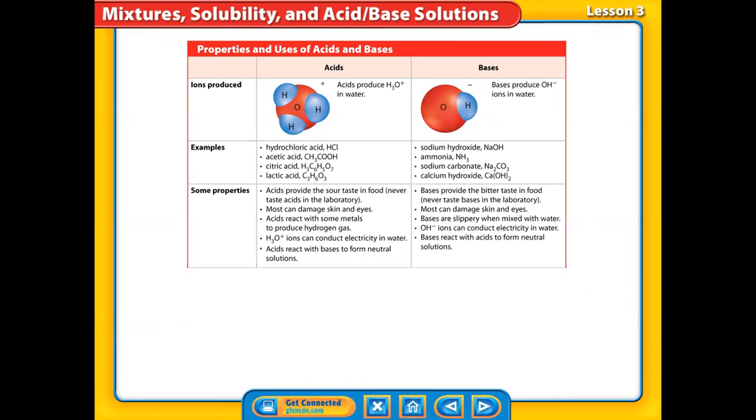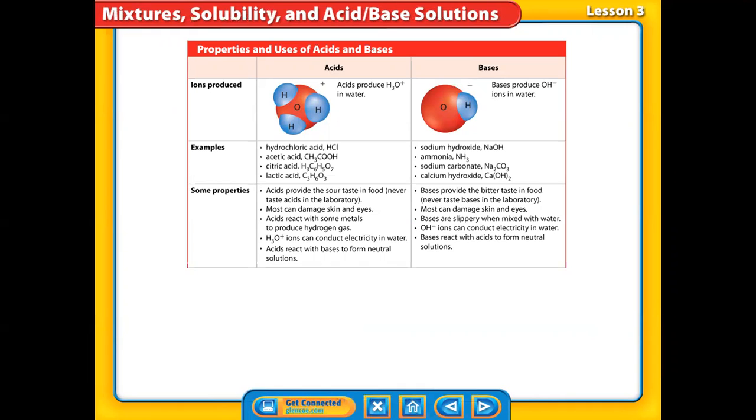So here we said that acids produce hydronium ions in the solution. These free ions found in solution make the solution able to conduct electricity. So that means acid solutions are good conductors of electricity. And on the other hand, what about bases? Actually, bases provide a bitter taste in food, and most can damage skin and eye. Also, like acids, they are slippery once they are mixed with water, like different kinds of detergent and soap, as we said before.